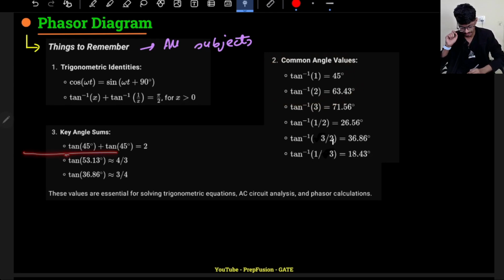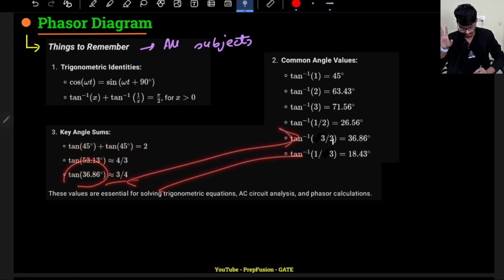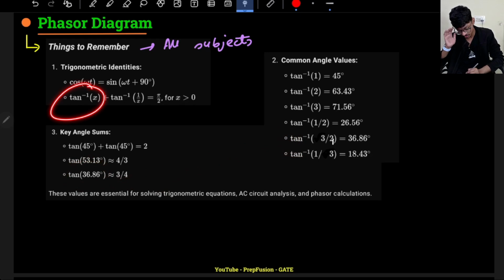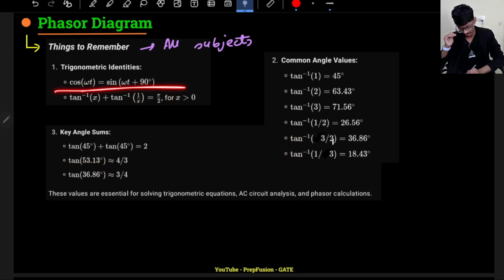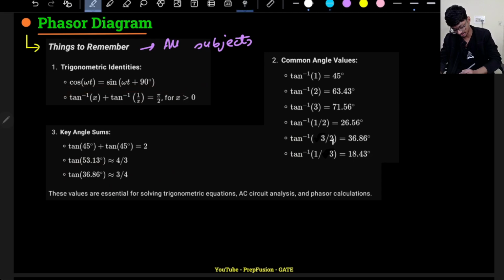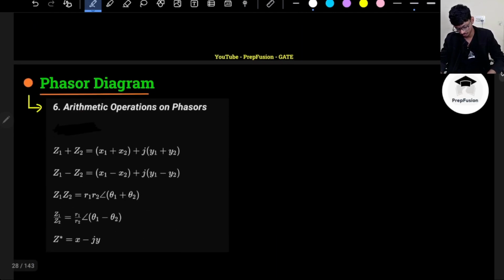Again, tan 45 plus tan 45 is 2, tan 53 I have already told, it is 4 by 3, and tan 36 is 3 by 4. So ultimately these are the same values only. Okay, and this identity also you should remember: tan inverse x plus tan inverse 1 by x is pi by 2 for x greater than 0. Obviously x has to be positive, and this I have already told you previously. So these things you remember. Obviously you remember tan inverse root 3, all those things. The assumption is that you remember all those things already.